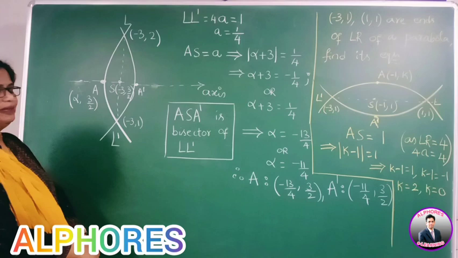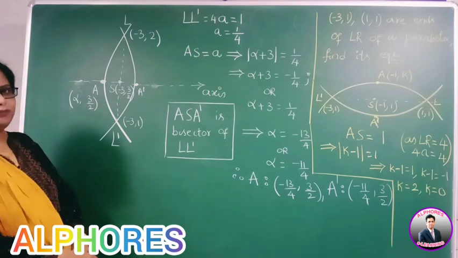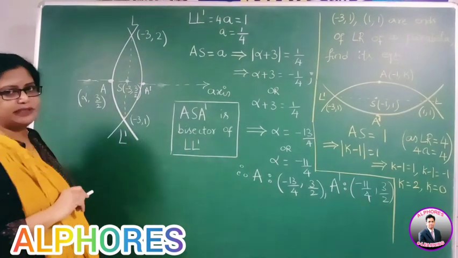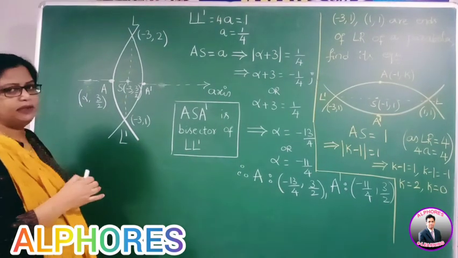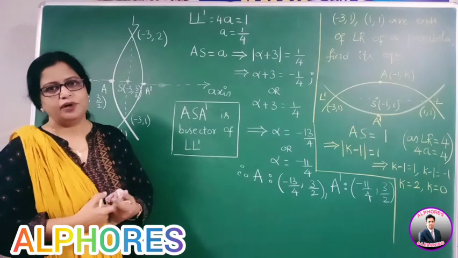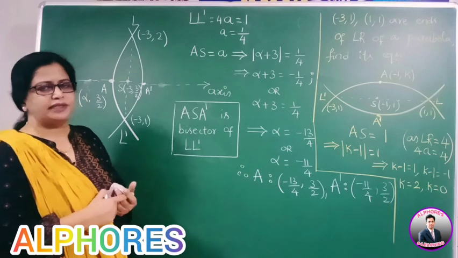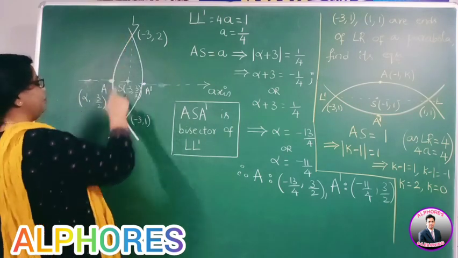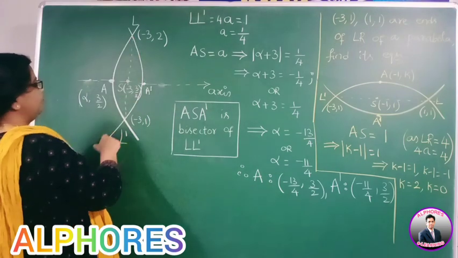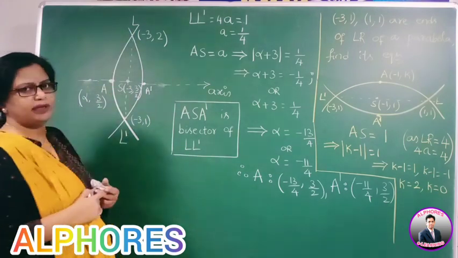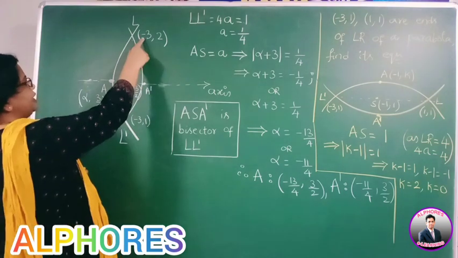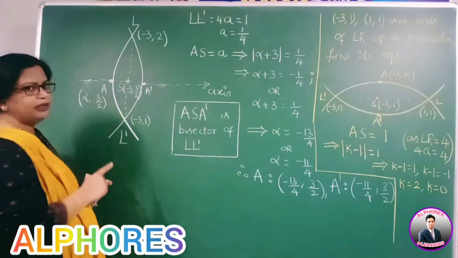Yesterday, in the previous session, we did a problem based on the ends of the latus rectum. When the ends of the latus rectum are given, what about the equation of the parabola? While discussing concepts, we observed that through the ends of the latus rectum a maximum of two parabolas can be drawn. This is one parabola and this is the other parabola. Then what is the data given? The ends are given as (-3, 2) and (-3, 1).